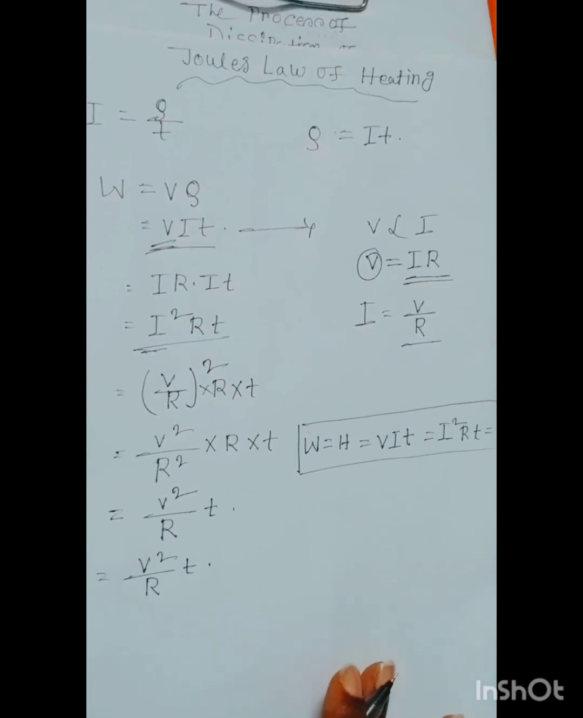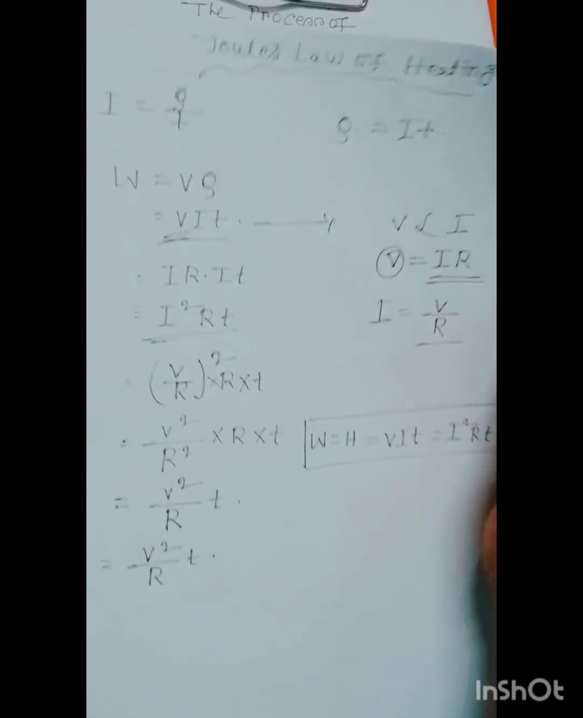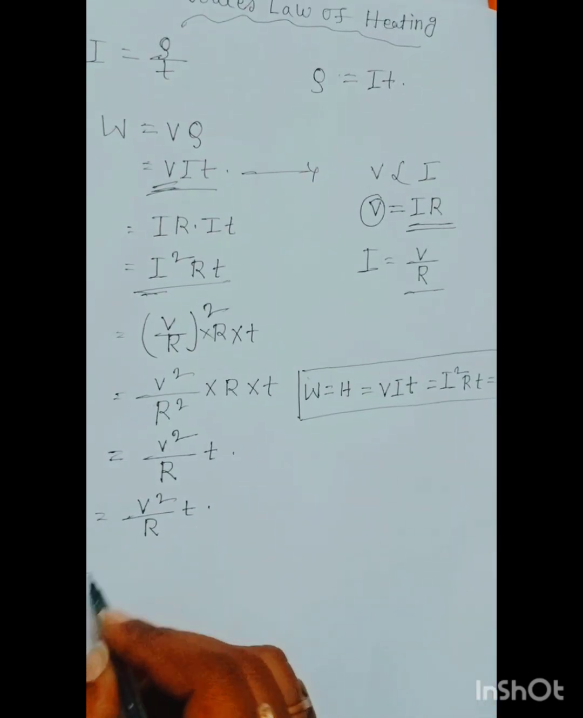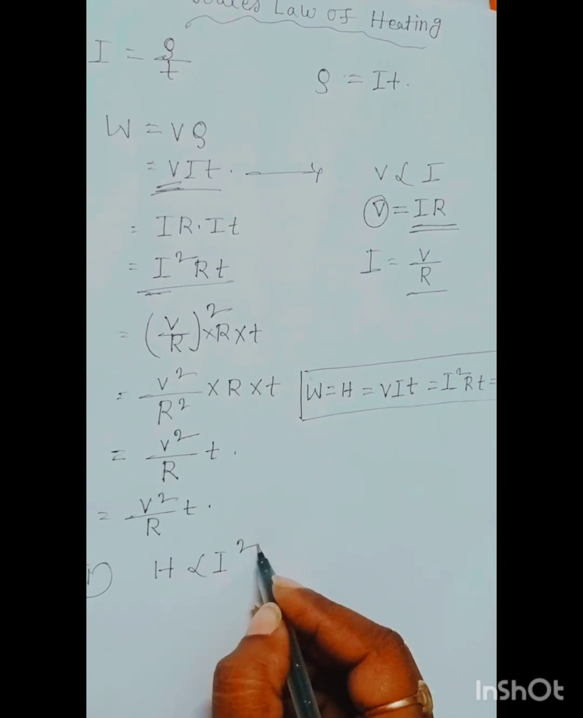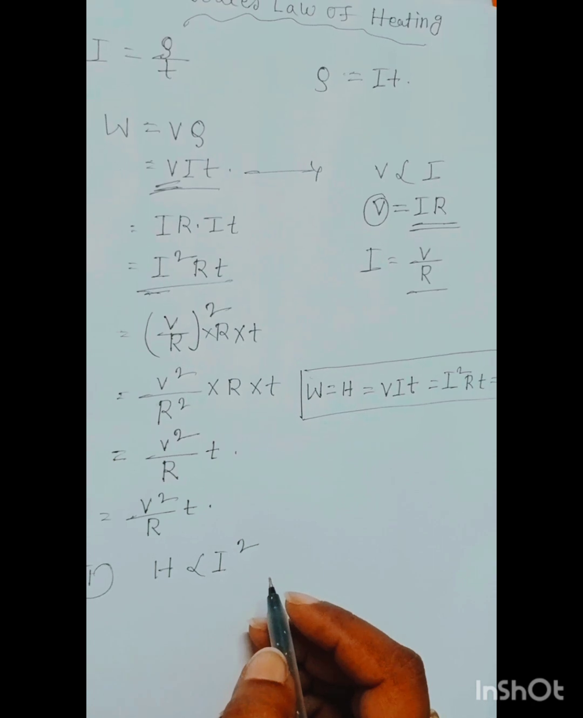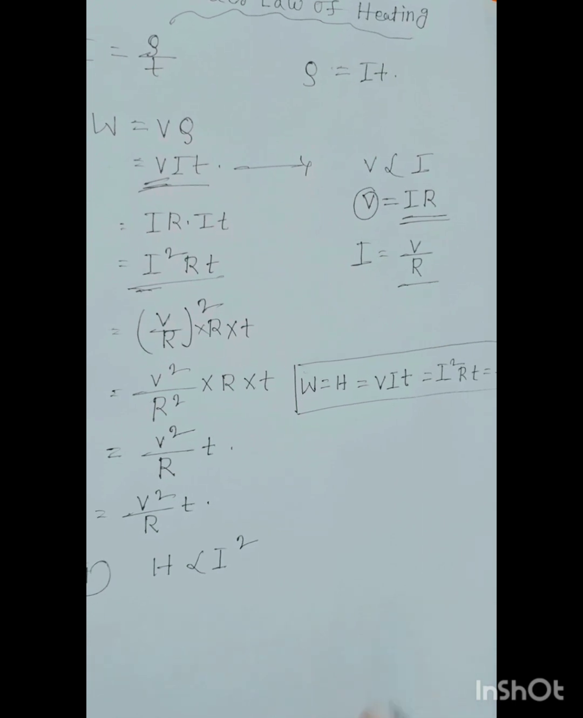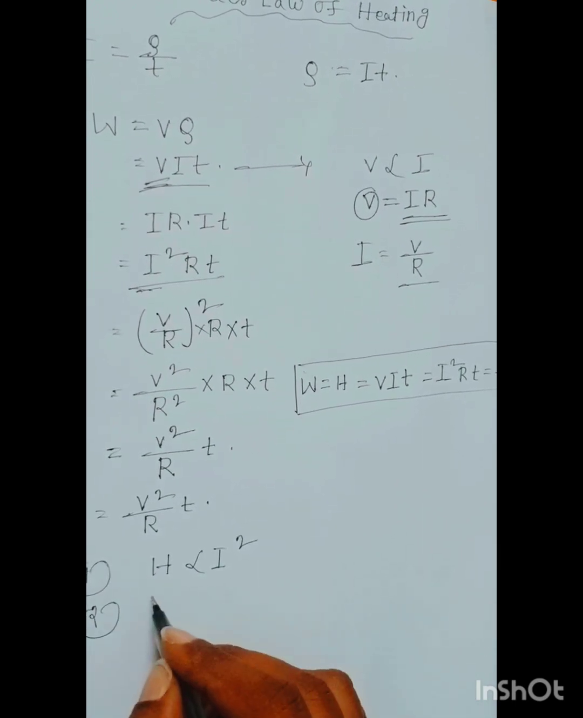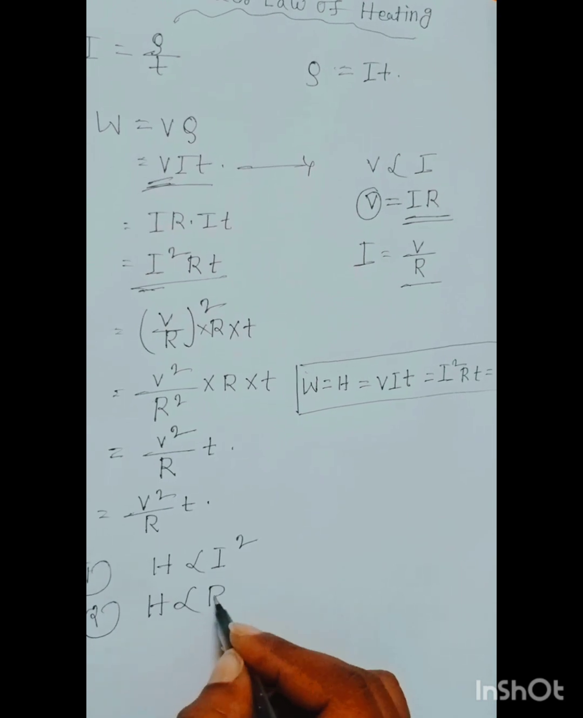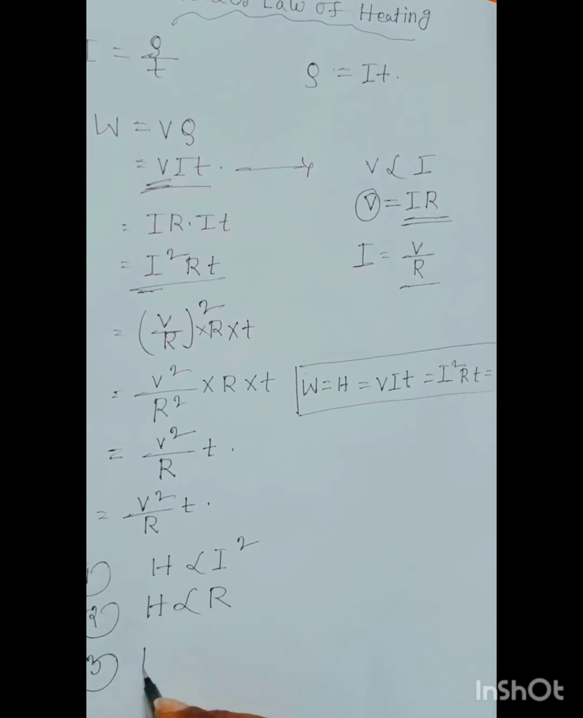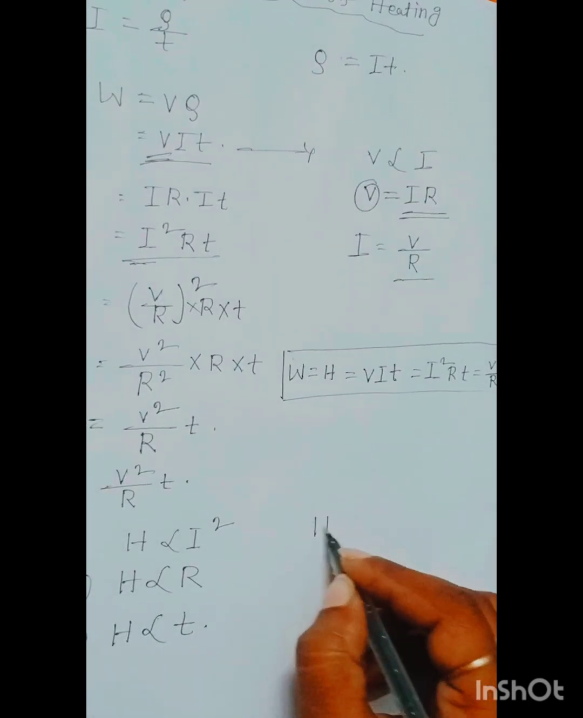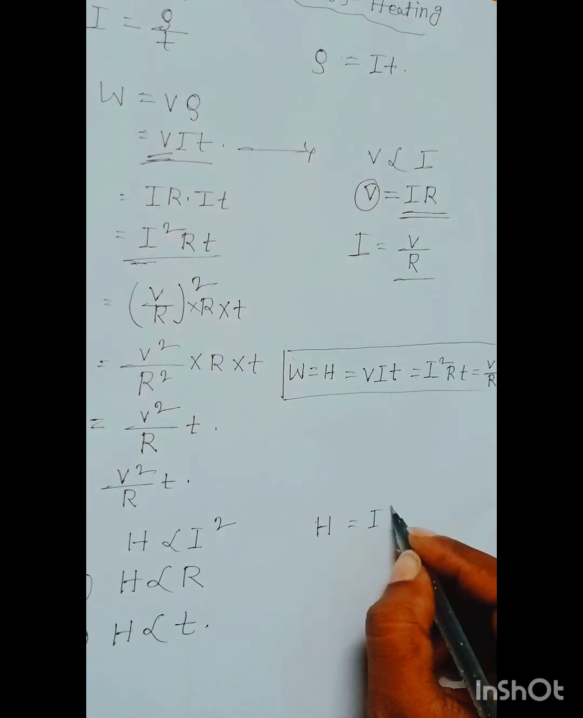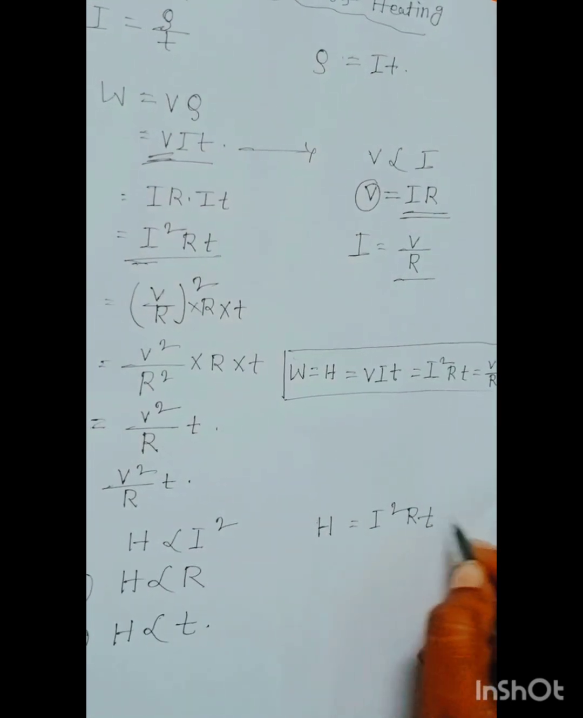So student, Joule's law of heating states that number 1, H is directly proportional to I square. That means heat produced in a resistor is directly proportional to the square of current passing through it. Next point, heat is directly proportional to resistance, and the third point is heat is directly proportional to time. So simply we can write H equal to I square R t.